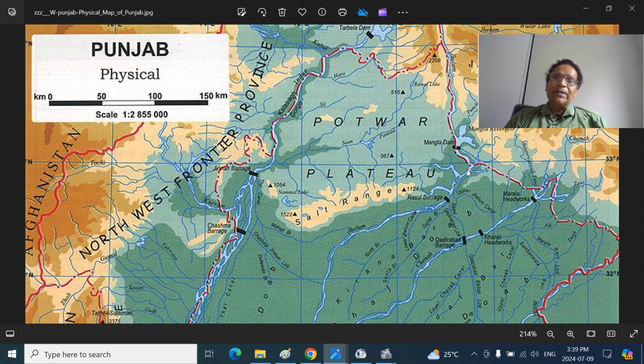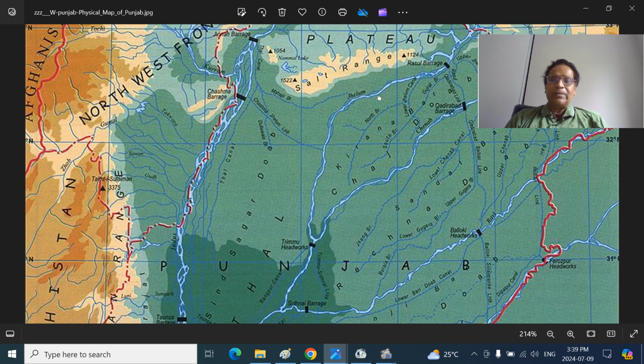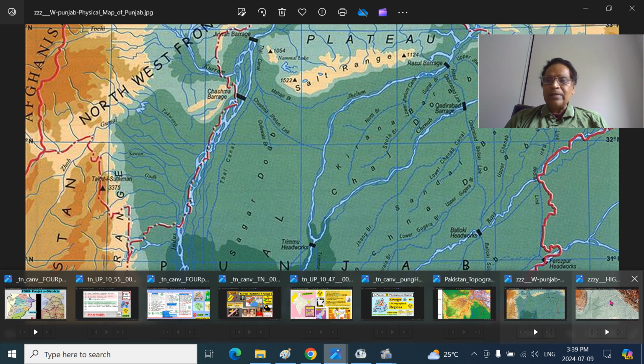This is the Mangla Dam, the Mangla Reservoir on the Jhelum. This is the Jhelum Gorge here. This is the Salt Range here. Here the Mianwali Basin. And Kalabagh will be somewhere here. This is the Attock Hills here, the Kabul River here, the Tarbela Dam here, the Soan River that joins the Sindh River here. That part is easy here. Let me see any other part.